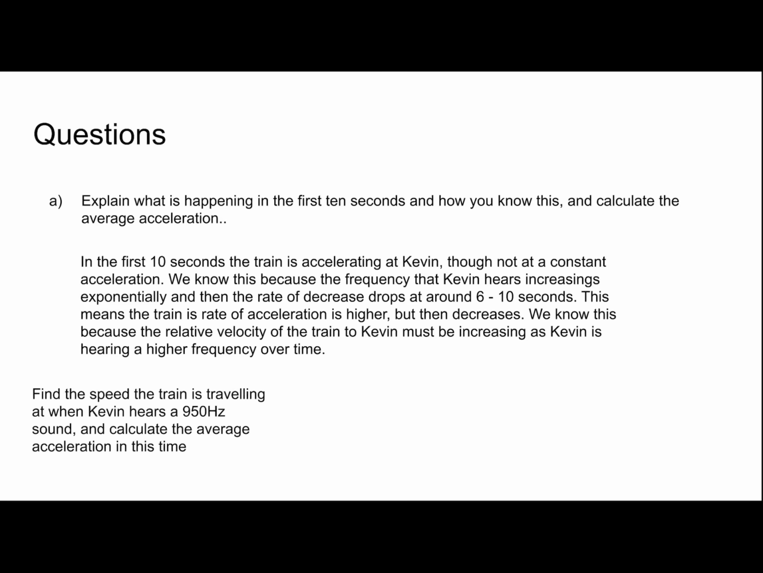Alright, so to find the speed, we find the speed the train is traveling at when Kevin hears the 950 hertz sound, and then calculate the average acceleration. So 950 equals 850 multiplied by 340 over 340 minus Vs. Sorry about the cursor, it might be blocking your view, apologies. If we cross multiply and then solve for Vs, we get 35.79 meters per second. And if we use Vf equals Vi plus at, we get that our acceleration is 3.6 meters per second squared.